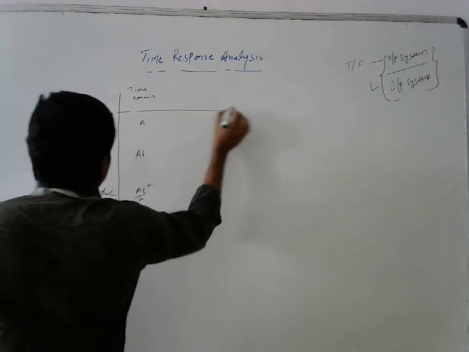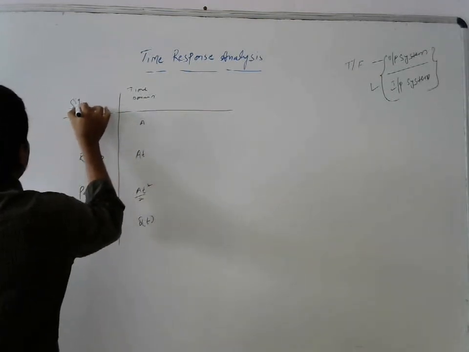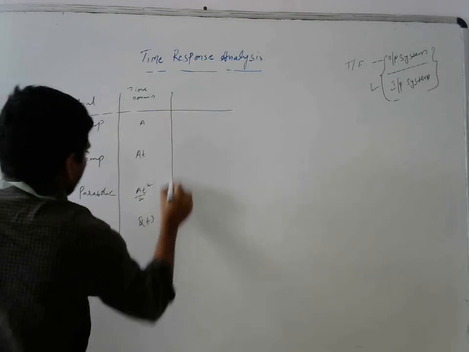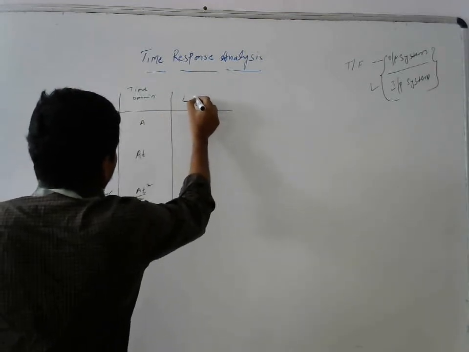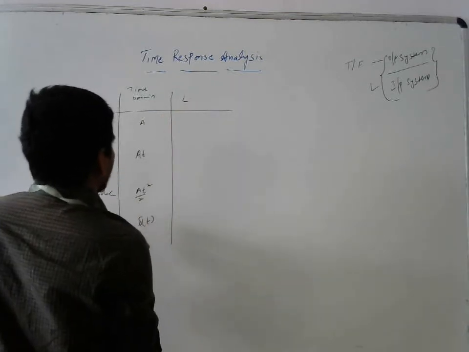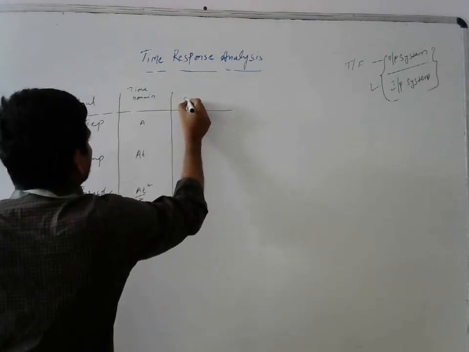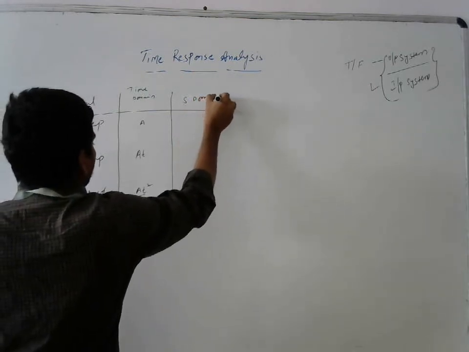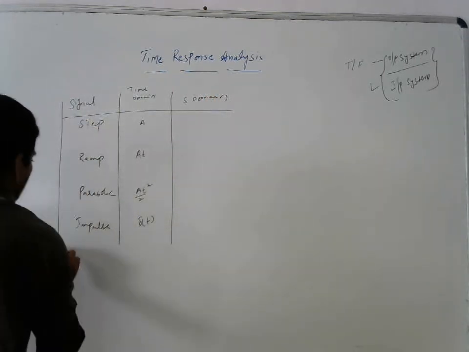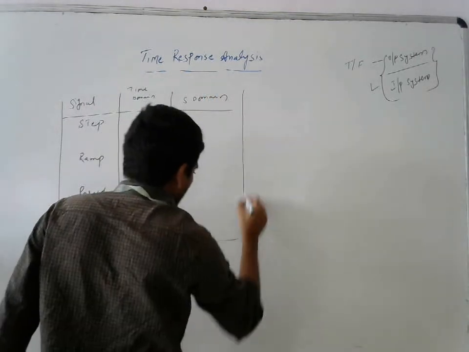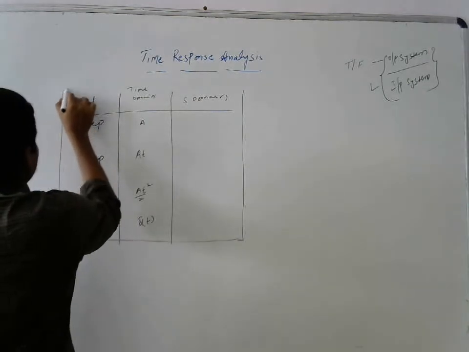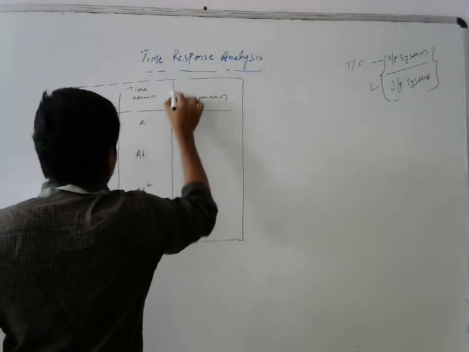This is the signal in the time domain, and if we apply a Laplace transform, we call it the S domain. This is the simple table we are having.